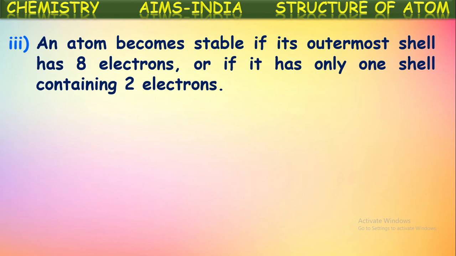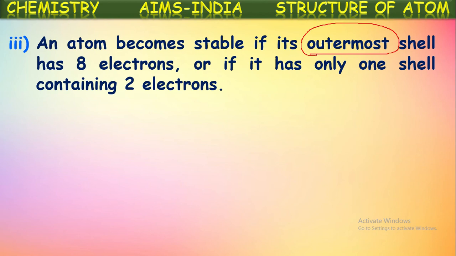Next one, an atom becomes stable if its outermost shell has 8 electrons, or if it has only one shell containing 2 electrons. So it is observed that atoms with 8 electrons in their outermost shell are more stable. What is meant by outermost shell here? We are using the word outermost shell to mean the last shell of an atom. If it has only one shell, that itself is called the outermost shell.